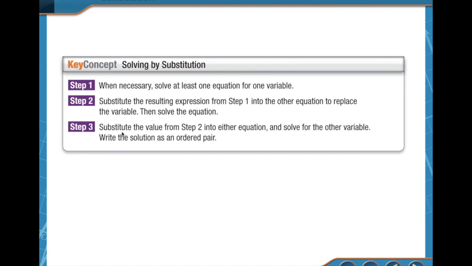And then the last step would be to substitute what you got from step 2 into either equation and solve for the only other variable left. So with these steps, we can solve for both variables given 2 equations. We'll have a value for x, a value for y, and we can write that as an ordered pair, x comma y. So let's jump into it.